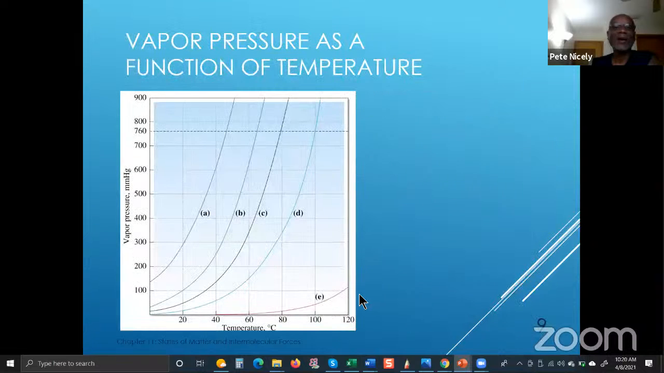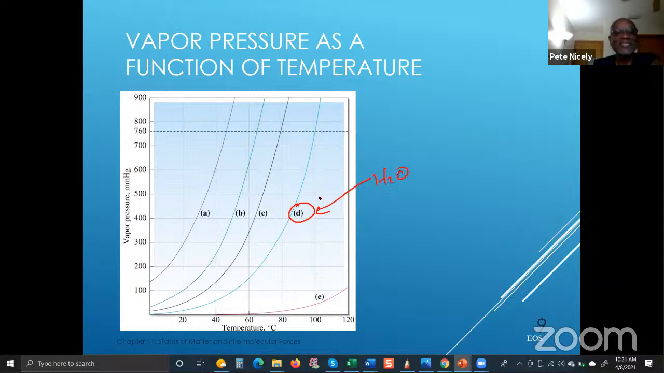Okay, so what you'll get if you plot the vapor pressure of a liquid versus the temperature is what is called a vapor pressure temperature curve. This gives you the vapor pressures at different temperatures for different substances, A, B, C, and D. Now D, I know to be water. To be perfectly honest, I'm not sure what the others are, but I know this to be water.